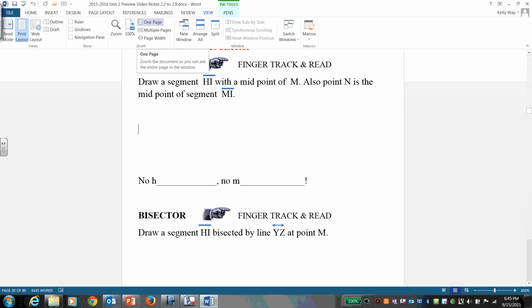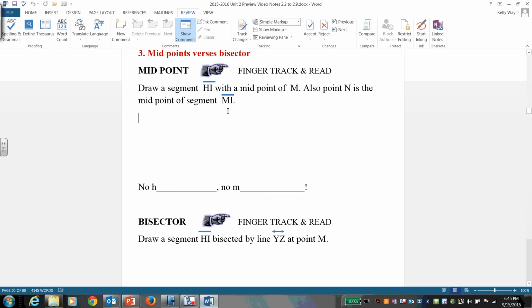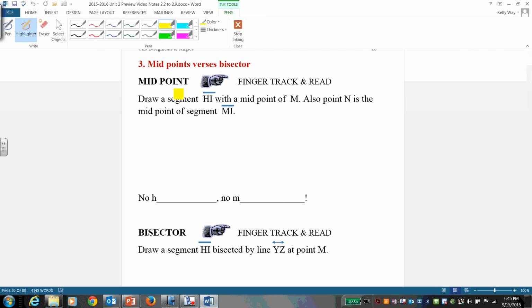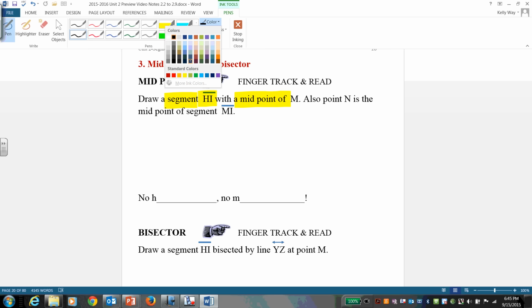A midpoint versus the bisector. It says right here, draw a segment HI with the midpoint of M. Also, point N is the midpoint of MI. Let's start one thing at a time. It says, draw a segment HI with the midpoint of M. So we're just going to do that.